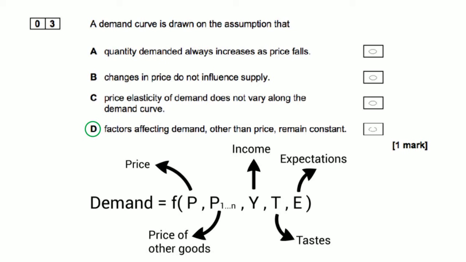Option A says quantity demanded always increases as the price falls, and this isn't always true. It could be the case that demand is flat, or it could be the case that demand is upward sloping. B and C are also quite clearly wrong.